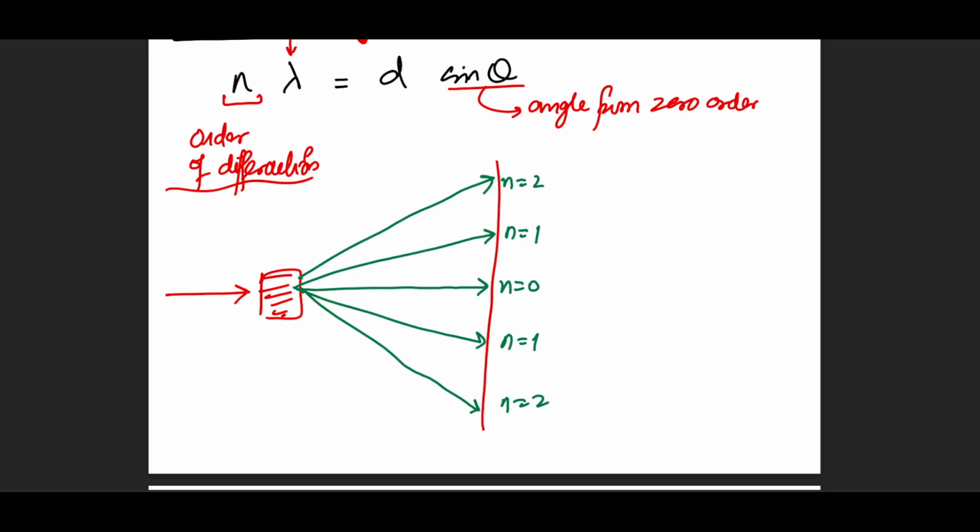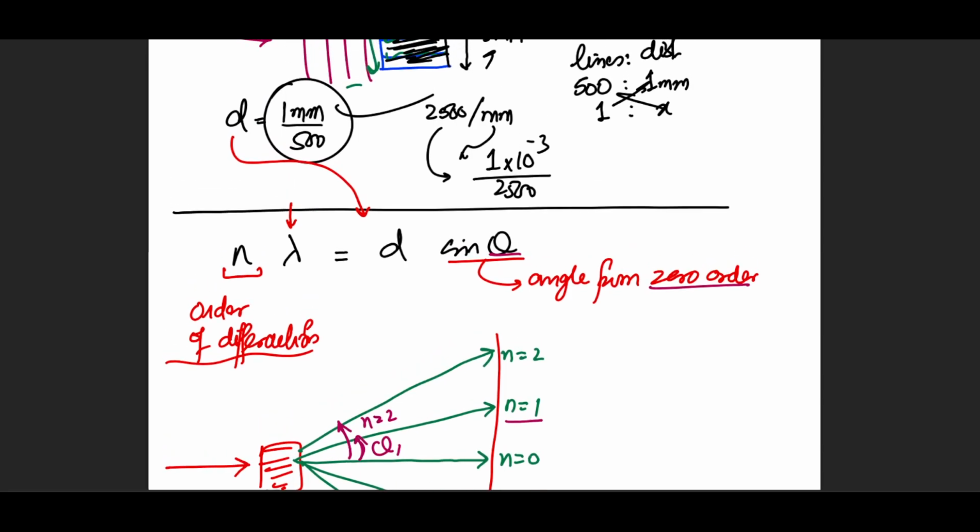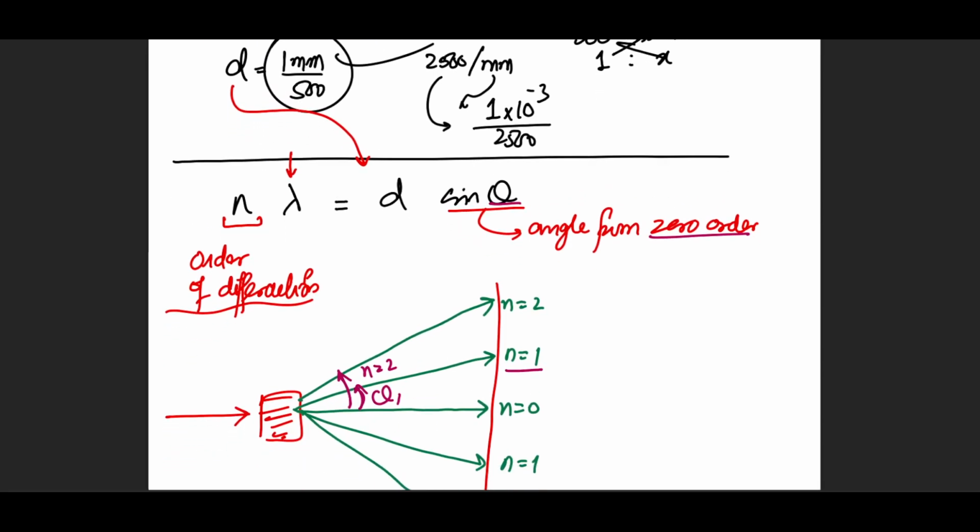And the second thing is about the angle. Where is this taken from? This is taken from the 0 order, which is at the center. So this will be theta for n equals 1. This will be theta for n equals 2. So every angle has to be measured from the 0th order. This is important in some questions. Okay, so now we just put in the values and see what's going to happen.